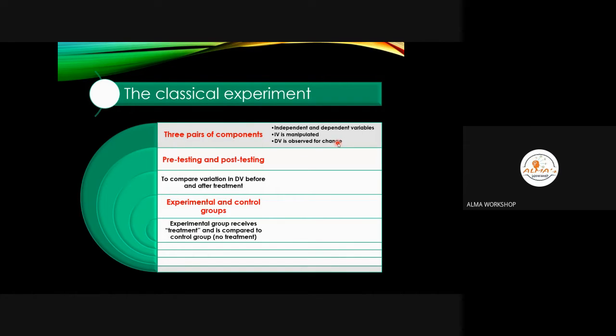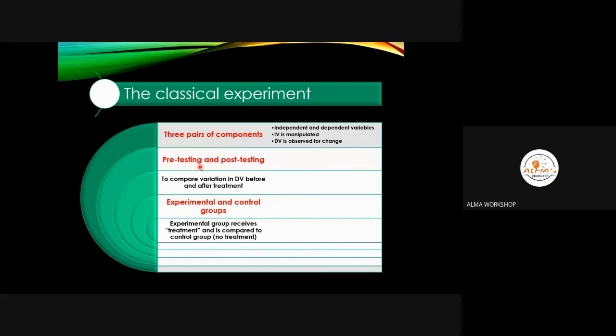The method is an independent variable, and teaching effectiveness is a dependent variable. That is what we are trying to understand. So for any experiment, you have three pairs of components. And the classical experimental design has pre-testing and post-testing.